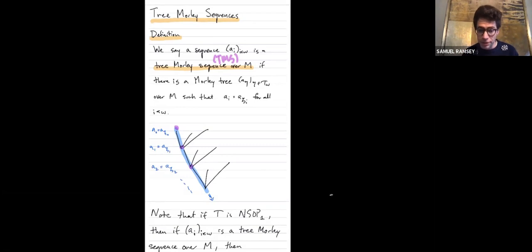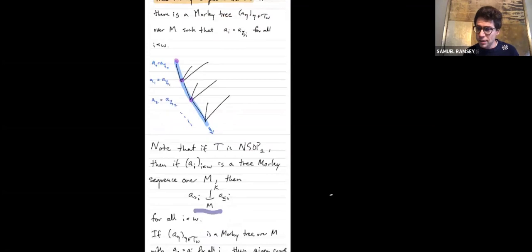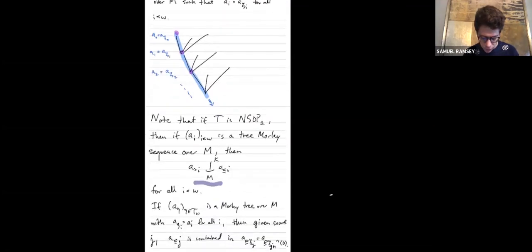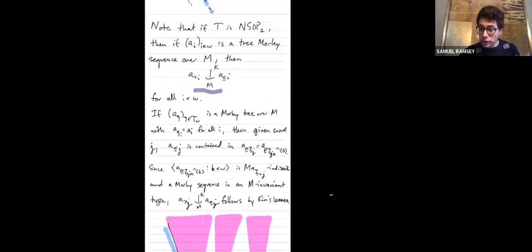Okay, so that's the definition. Now, here is a key idea. Let's recall when we were studying simple theories, we defined Morley sequences. And how do you define a Morley sequence? Well, a Morley sequence over M in a simple theory is just defined to be a sequence (a_i) for i less than omega, which is M-indiscernible and has the property that a_i is independent with a_{<i} for every i. That's all it is.